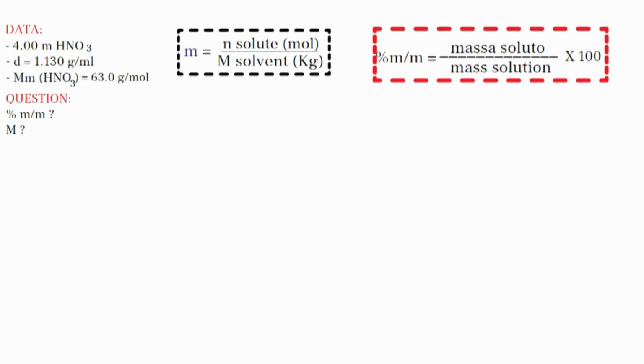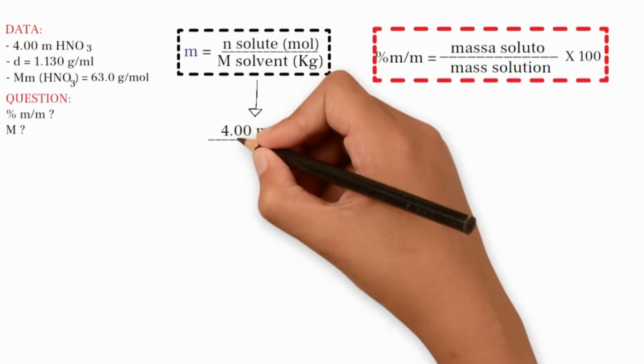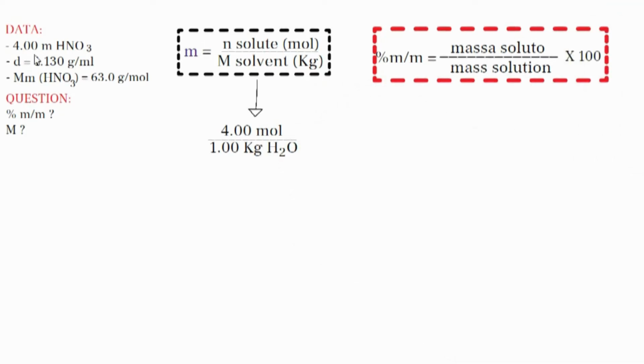And now let's try to find the answer to this problem. First of all, we have 4 molal solution. This means that we have 4 mole of nitric acid in 1 kilo of solvent. So we are just using the definition of molality to write this second equation. So what to do now? What are the data that we need? We need to know the mass of solute. This is mass of solute, I did a mistake, but it's mass of solute. And this is mass of solution. So we need to know the mass of solute.